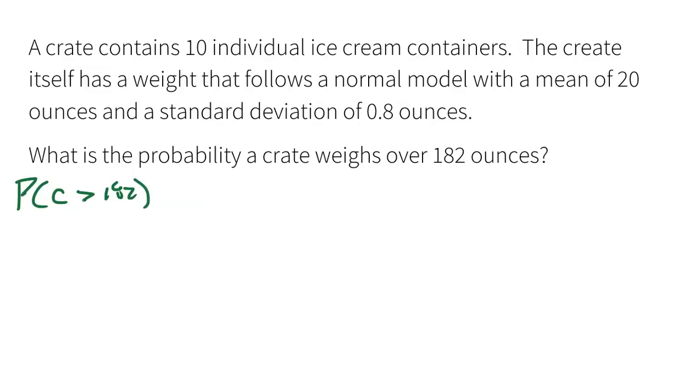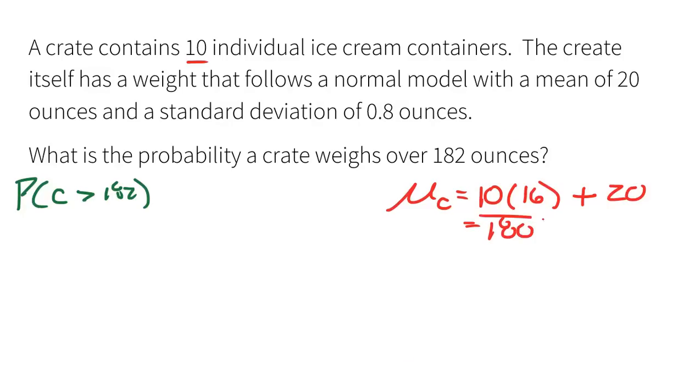This is where we have to think about combining random variables. Now, a crate in total is going to have 10 individual ice cream containers. Every one of those is supposed to weigh 16 ounces that we saw in the previous problem. So that's 10 times 16 for the 10 individual ice cream containers. Obviously, I could do 16 plus 16 plus 16 plus 16 10 times, but I'm going to multiply by 10 to speed that up. But I also have to add in the crate itself. The crate weighs 20 ounces. I can't forget about the crate because this is the total weight of the crate and the 10 individual ice creams inside of it. So that's pretty simple math to do, not overly difficult. Most of you could probably even do that in your head, but we get 180 total ounces. That's what it's supposed to weigh.